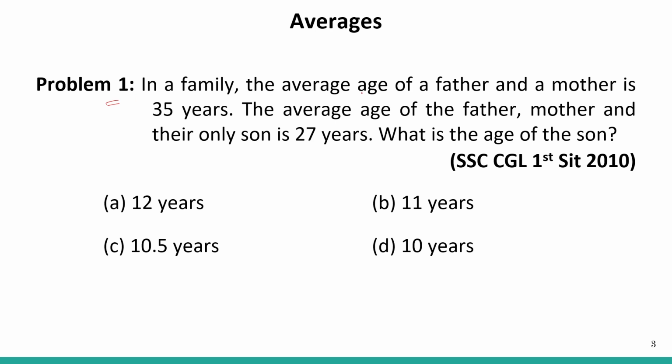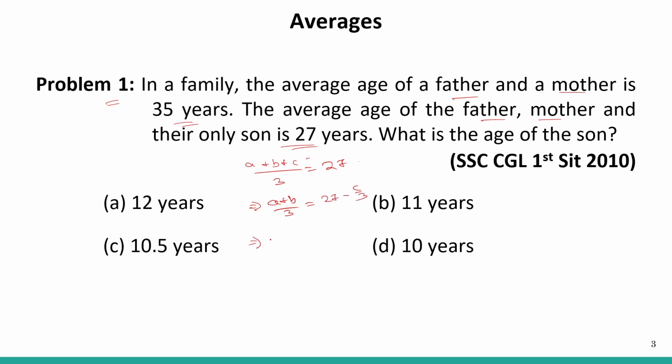So in a family, the average age of father and mother is 35 years. The average age of father, mother and their only son is 27 years. What is the age of the son? Let the father's age be A, the mother's age be B and the son's age be C. (A + B + C) by 3 is equal to 27. This implies that (A + B) by 3 is equal to 27 minus C by 3.